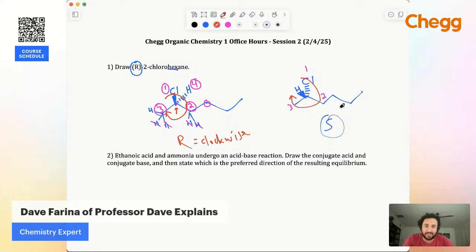So that's all you do. That's an easy trick that I've taught my students in the past if you have a hard time visualizing the molecule a different way. So that's the correct answer right there.